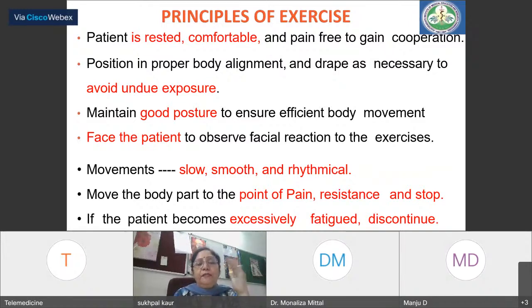Position the patient with proper body alignment and drape as necessary to avoid undue exposure of the patient. Maintain good posture to ensure efficient body movement. We should always face the patient to observe the facial reaction to the exercises. All the movements should be very slow, smooth, and rhythmic, and we move the body part to the point of pain or resistance. If we feel certain resistance, or the patient is still experiencing pain, we need to stop there, and gradually we can increase the angle. And if the patient becomes excessively fatigued, we need to discontinue.